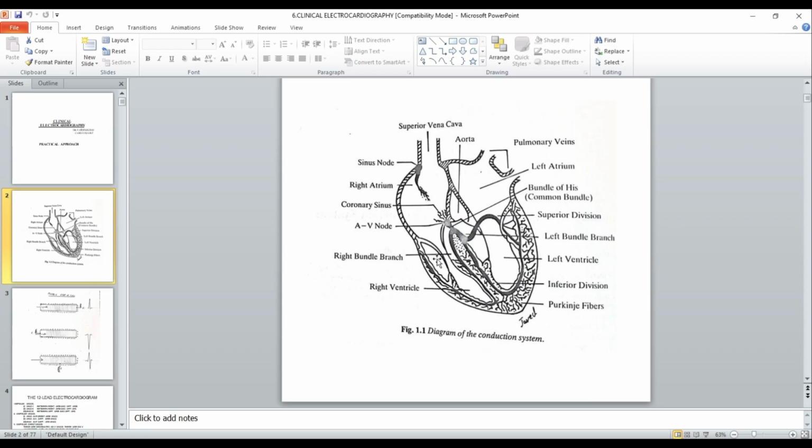The right bundle branch supplies the whole of the right ventricle, while the left branch pierces the interventricular septum and enters the left ventricle, where it divides into two: anterior and posterior branches. The anterior branch supplies the upper and anterior part of the left ventricle, while the posterior branch supplies the inferior and posterior part of the left ventricle. These bundle branches finally ramify into Purkinje fibers, which merge into the muscles.